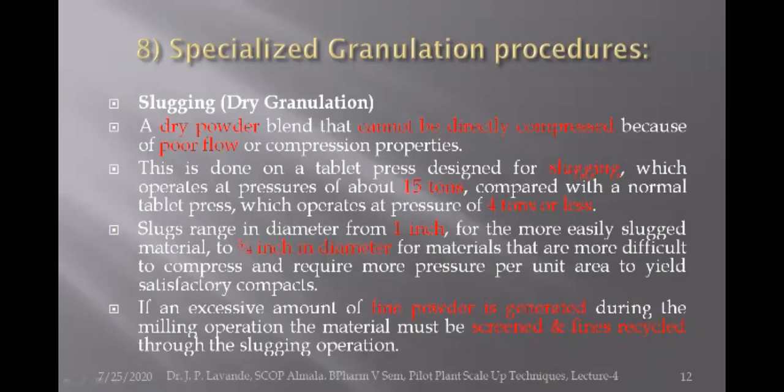This is done on a tablet press designed for slugging, which operates at a pressure of about 15 tons. The process of slugging is carried out with the help of pressure machinery, the tablet press, which has a pressure of around 15 tons, compared with a normal tablet press which operates at a pressure of 4 tons or even less than that.